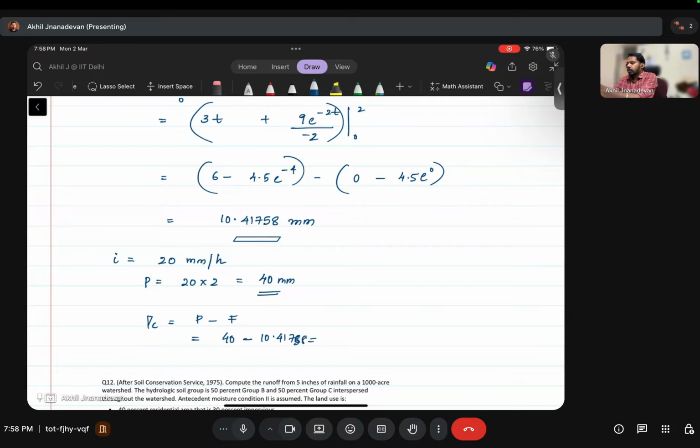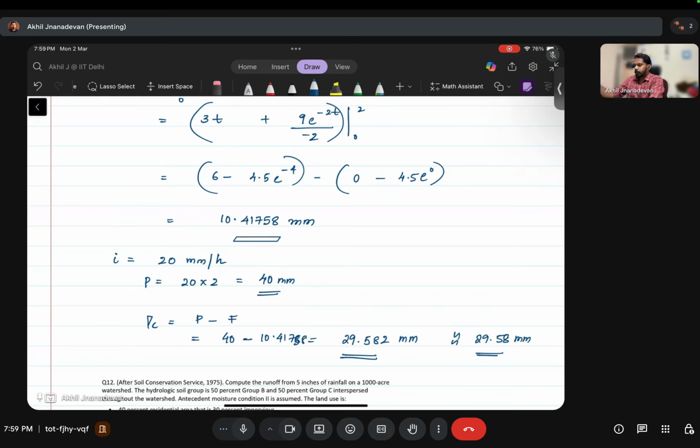29.582. So if you have to round off to two decimal places, it will be 29.58 mm. So that is the depth of runoff that will be happening. Okay.